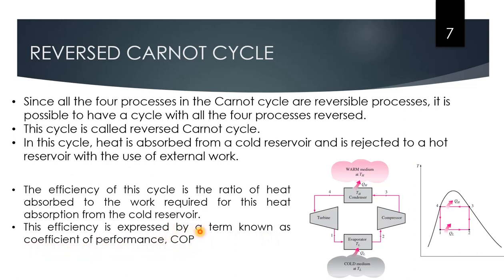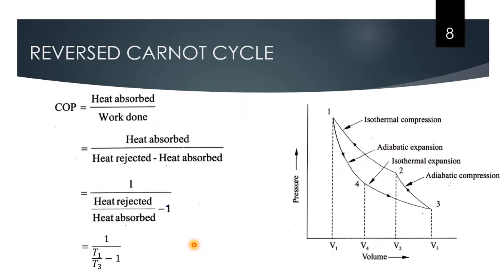So this is an important expression used in refrigerating systems. Okay, COP is an important representation. So COP of a reversed Carnot cycle is equal to heat absorbed by work done, because heat absorbed is the net output effect and work done is the net input effect.